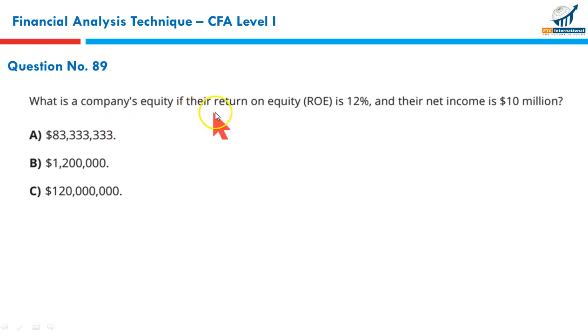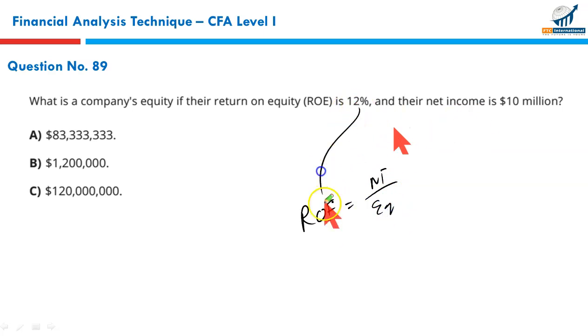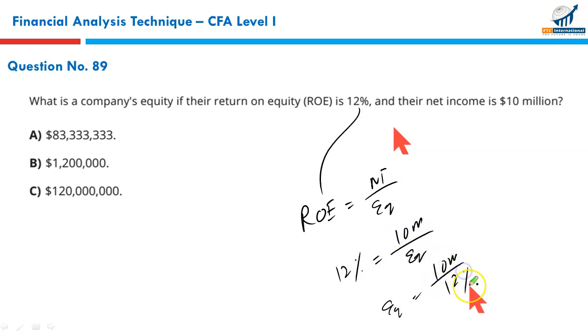What is the company's equity if their return on equity is 12%, net income is 10 million? One-liner question, unusual but perfectly possible. Return on equity is given. Net income is given. We can calculate equity, simple. So equity is equal to 10 million divided by 12%. So 10 million by 12% gives you 83,333,333.333 and so on. So that makes A to be the correct option.